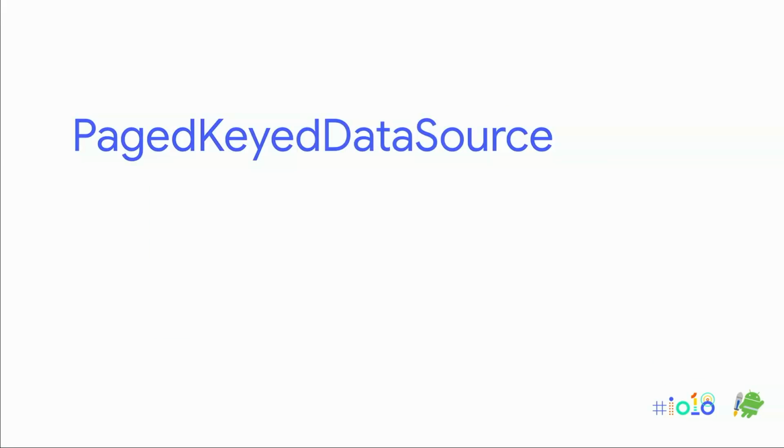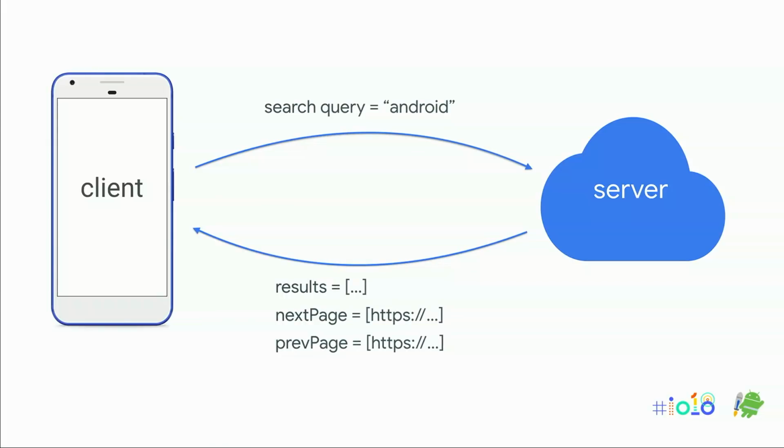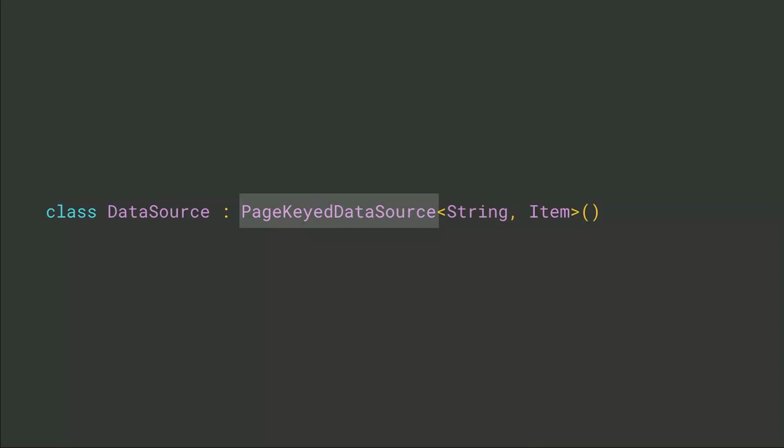Third one is the PagedKeyedDataSource. Now, this is a very common way of paging, especially on the server-side APIs. So your client sends a request, and when the response comes from the server, it includes the data. It also includes pointers for the next and previous keys. GitHub API works this way. Reddit API works this way. It's very common. So if you have a data source like that, you should implement the PagedKeyedDataSource, specify the type of your keys that you use in the pointers, and the item type.